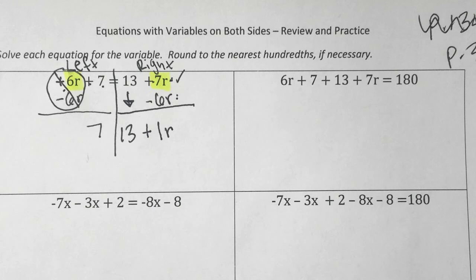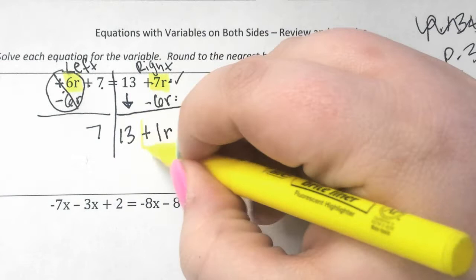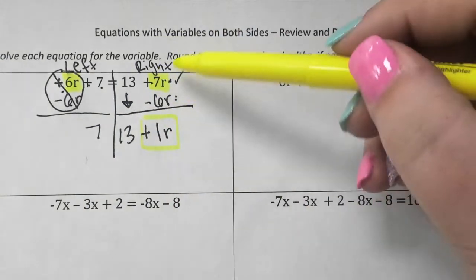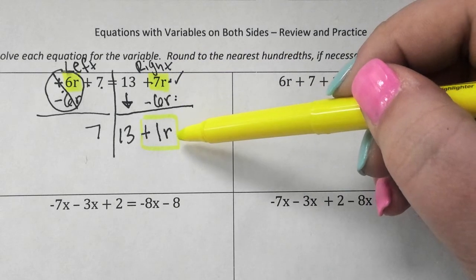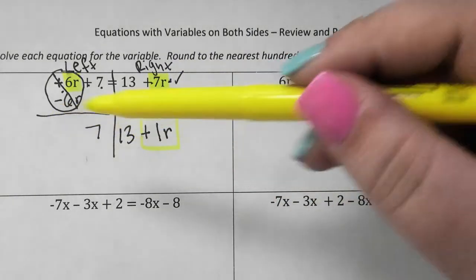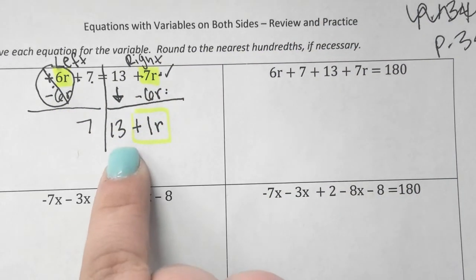Okay. Just reading from the poster again. The next step says to collect constants on the opposite side. Constants are the plain numbers. So let's go back to our variable term. 1r is on the right side. So r's get to be on the right side, and plain numbers have to be then on the left side. Is there a plain number that's not on the left side?